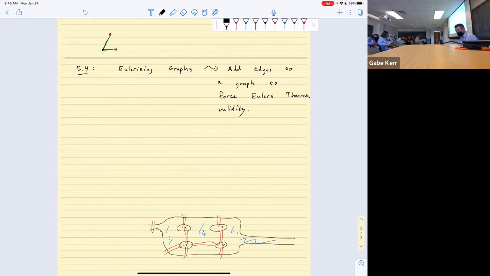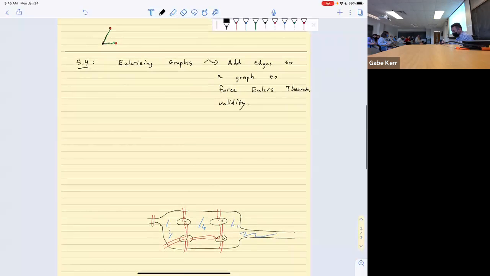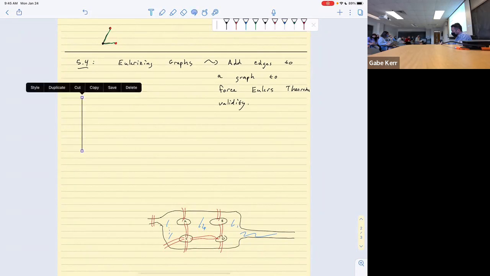So let me give you a really simple example of a very simple mail carrier problem. Let me draw a couple of lines here. We'll go to a less interesting neighborhood.